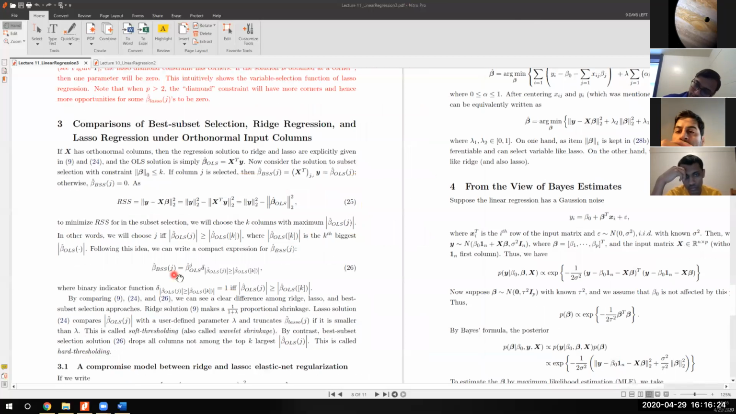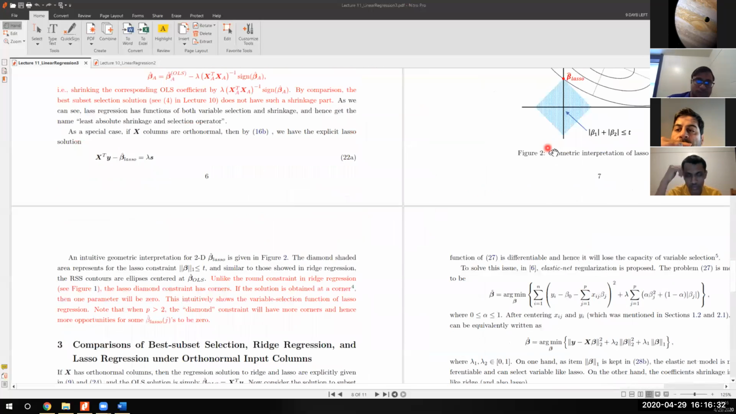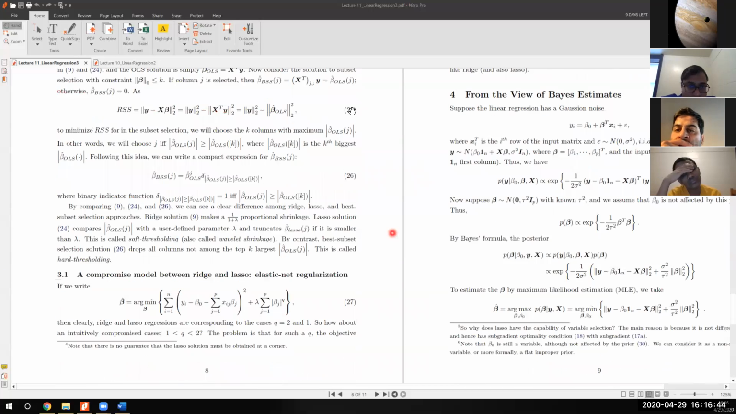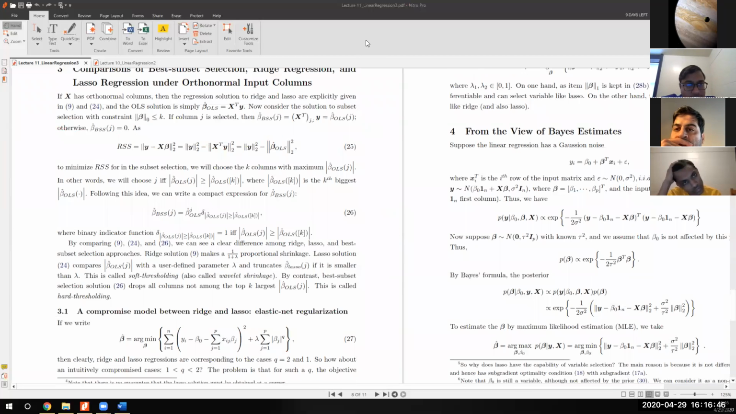And then let's compare this best subset solution with the Lasso solution. For the Lasso solution, what did we have? We drop it by comparing the absolute value of the OLS solution with lambda. And as I mentioned, this is actually a soft thresholding, or you can call it a wavelet shrinkage. Why? Because the shape is like this.